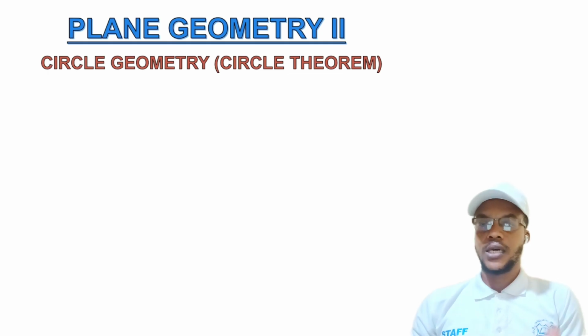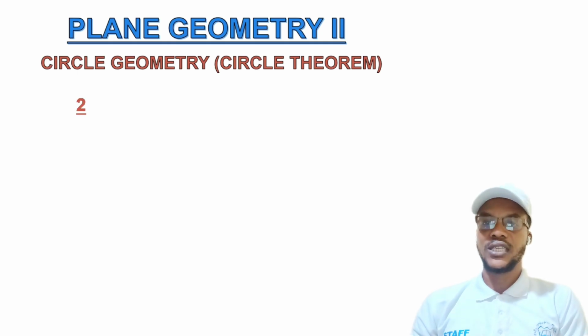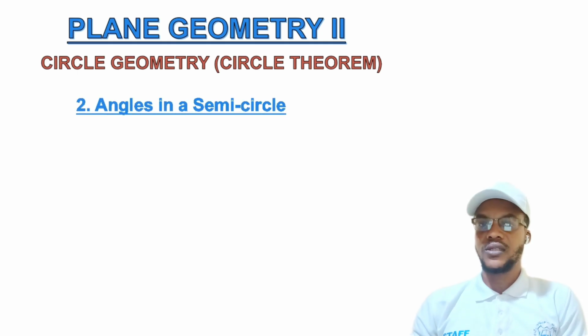As we stated in our previous videos, I gave you eight different principles or eight different theorems that we shall be looking at. So we shall take them one after the other and see how best we can go through all of them. Without wasting much time, let's quickly see what this theorem states. So in theorem 2, we are saying that is angles in a semicircle.